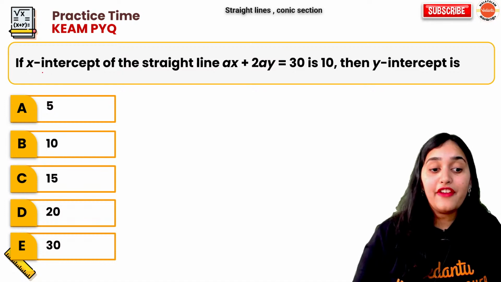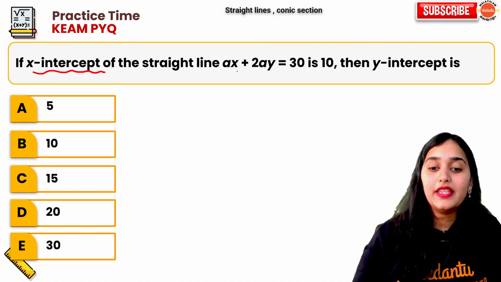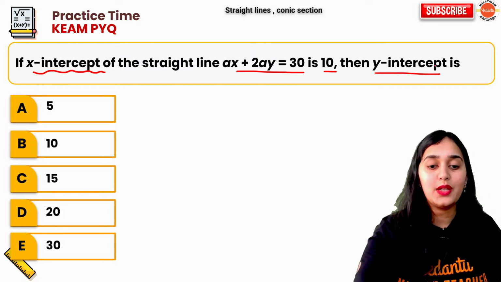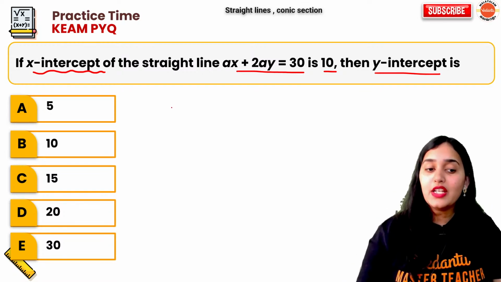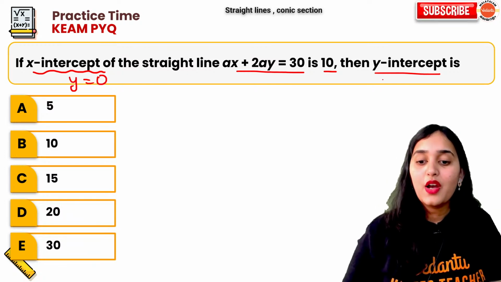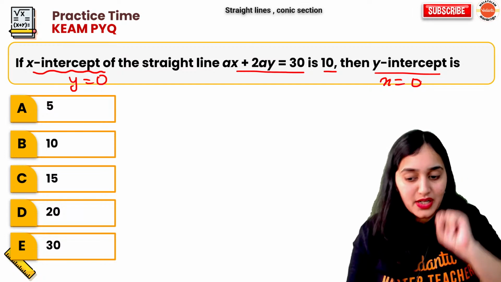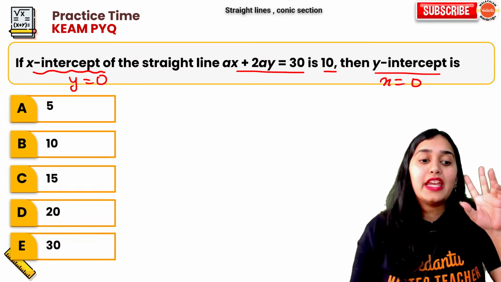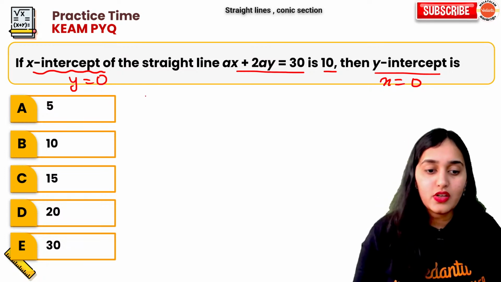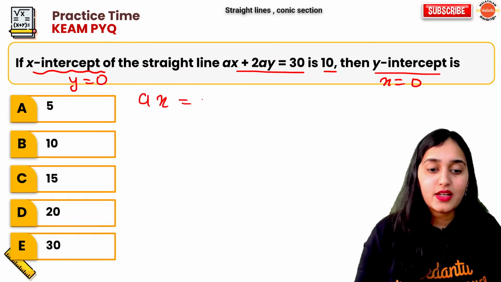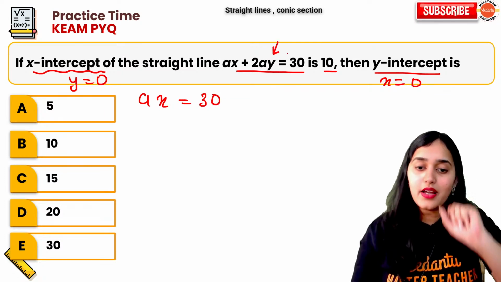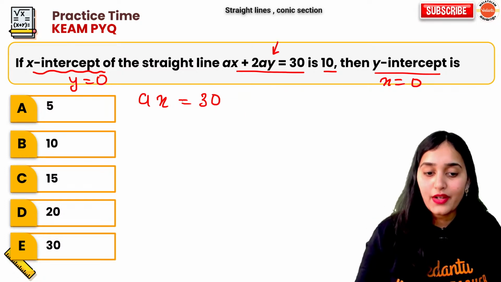Next question. If the x-intercept of this straight line is 10, then the y-intercept of this line will be dash. How will you find out? So, x-intercept means y is equal to 0. Y-intercept means x is equal to 0, right? Now, if you are finding the x-intercept, then you need to put y equal to 0. So, it will be ax is equal to 30, because if you put y as 0, this whole term will become 0.